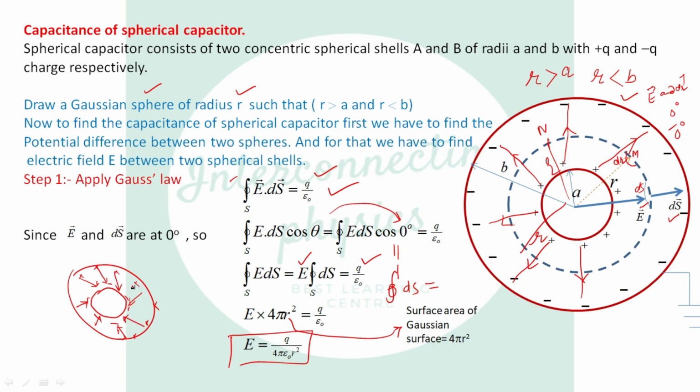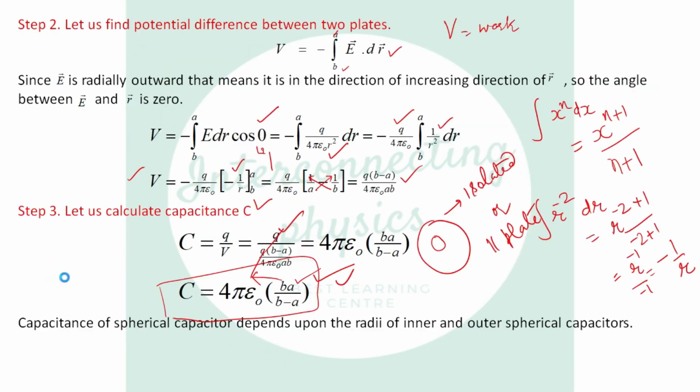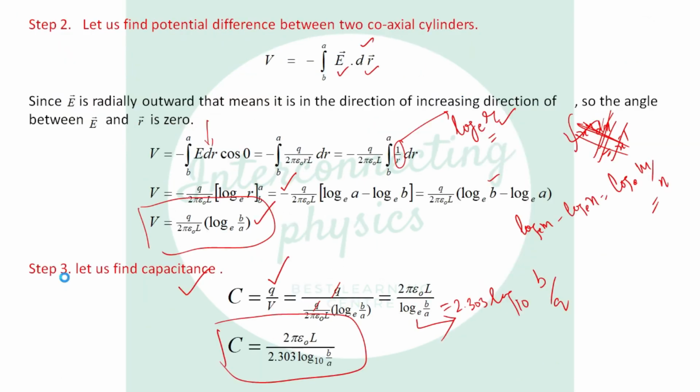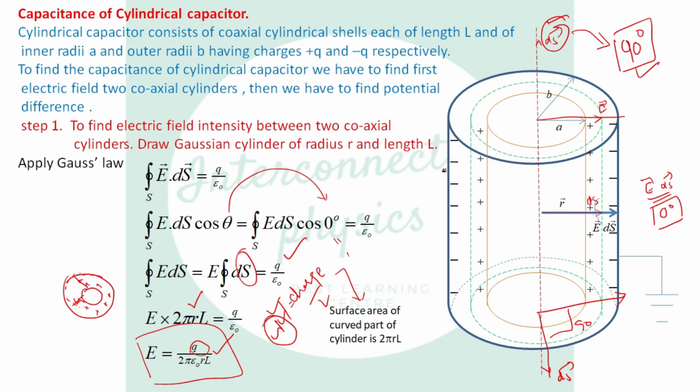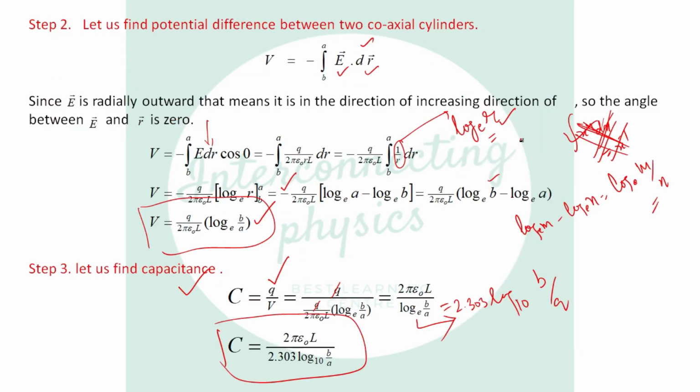But the thing is, when we draw a Gaussian surface and we consider a small area element, then the area vector will be outward and the electric field will be radially inward. So the angle will be 180 degrees and cos 180 will become minus 1. Similarly for the cylinder, when we consider the inner cylinder as negatively charged and the outer cylinder as positively charged, the electric field will be radially inward and cos 180 becomes minus 1. Further result will be same. Result will be same for both the cases.